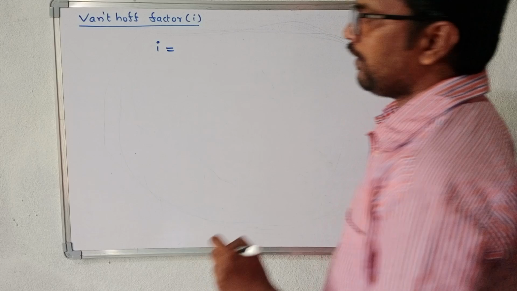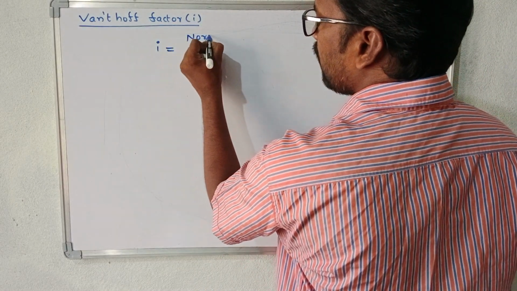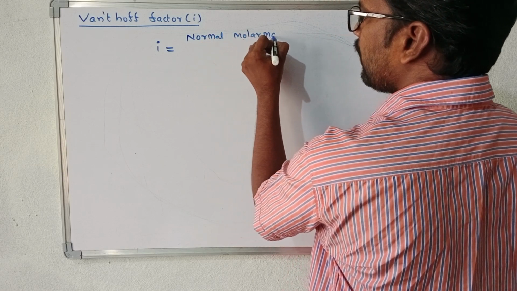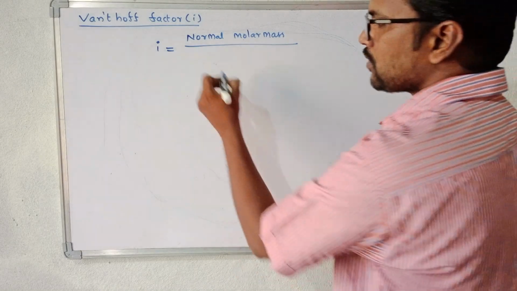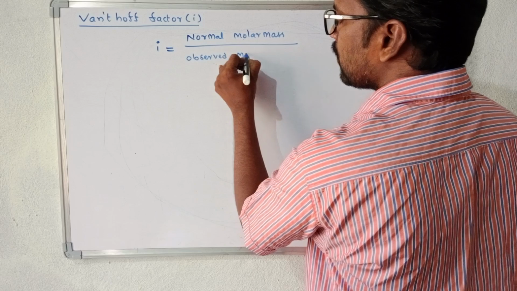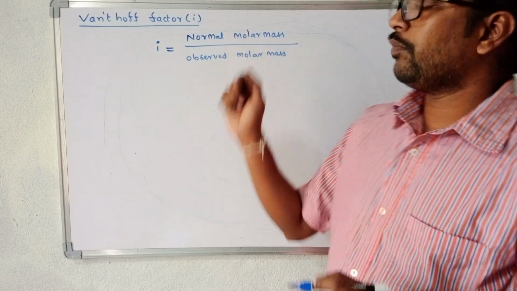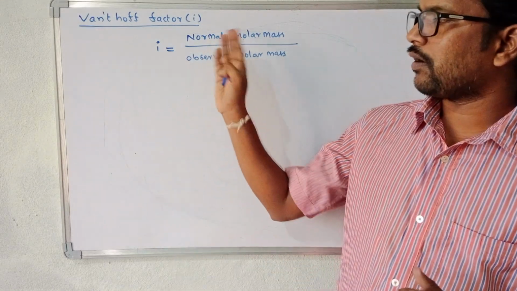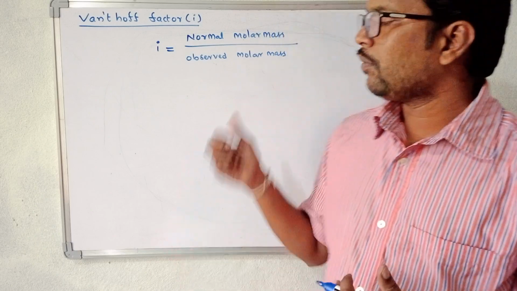The Van't Hoff factor is represented with i. So i is equal to normal molar mass by observed molar mass. Here molar mass is nothing but molecular weight. Normal molar mass means the calculated molar mass, divided by the observed molar mass. By using this we can find the i value based on molecular weights: normal molecular weight by observed molecular weight. Here normal means calculated molecular weight by observed molecular weight.